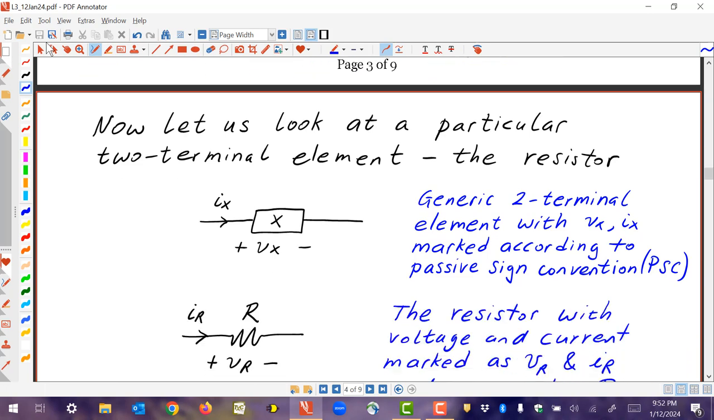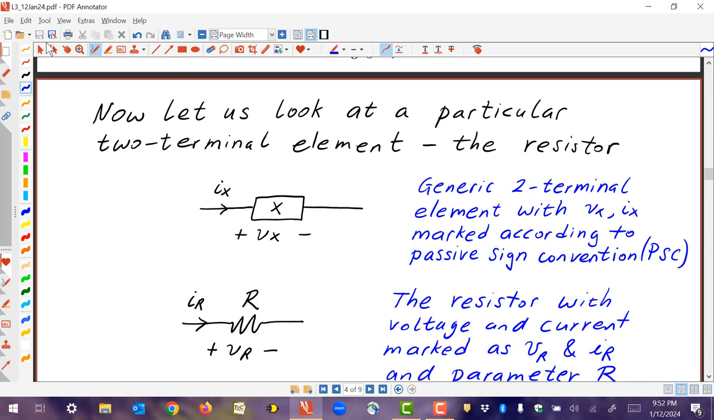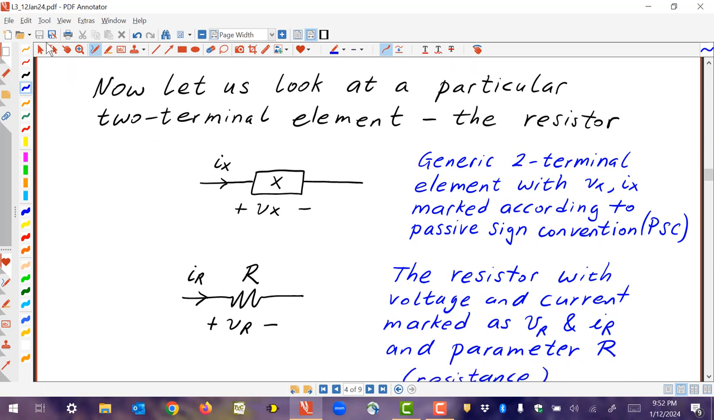So if you look at a generic element X, the current and voltage are marked as shown, right? If you mark the voltage plus minus left to right, we like to measure the current left to right. That choice of polarity and direction, it's called passive sign convention, right? And a resistor is defined exactly that way, but with a resistor, we term the voltage VR and the current IR. And the resistive element or resistor, the schematic symbol is that wiggly symbol, right? So certain elements or resistors have that symbol.